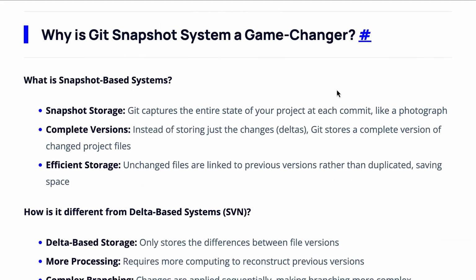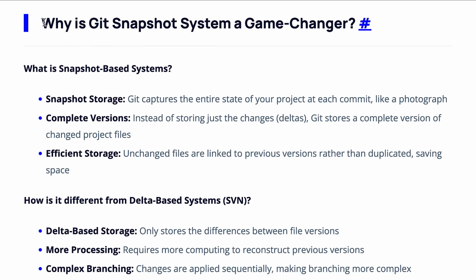In this step, let's talk about why Git's snapshot system is a game changer. Before we talk about this, let's first understand what a snapshot-based system is. Git captures the entire state of your project at each commit. Whenever you are making a commit, Git captures the entire state of your project, and therefore whenever you would want, you can easily get the project as it was at that particular commit. Git does not need to do any calculations or things like that. It can directly get it from the snapshot.